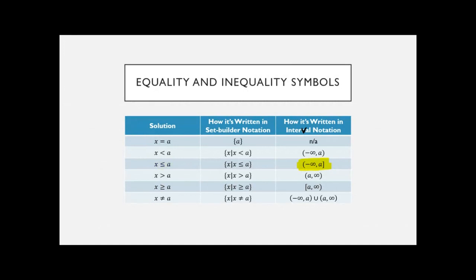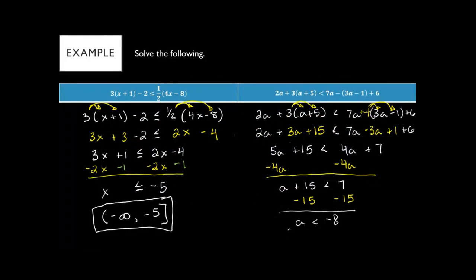So I'm going to go to my chart, and we are looking for our less than. So we're going to write it with parenthesis, negative infinity, comma, our number, parenthesis. That's how we write our answer. So really, printing out that chart and putting it on an index card or something so you can have it handy while you're doing your homework or working on the quiz. That way you know how to write your solutions after you've done the solving.